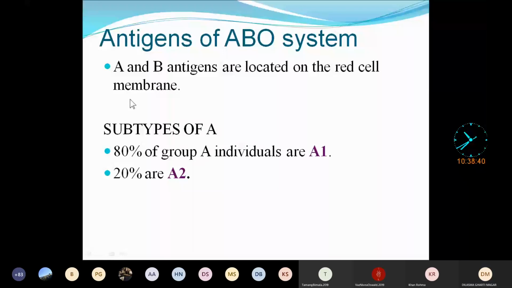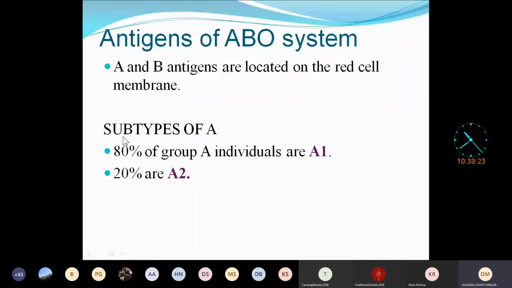So now we'll come to the subtypes of the A antigen. There is the A1 subtype and then the A2 subtype. But whenever we do the grouping of a person, we don't say this person is A1 blood group; we say the A blood group, and we say the B blood group, isn't it? The B serotype doesn't have subtypes, but the A antigen has subtypes also. Did you understand here?